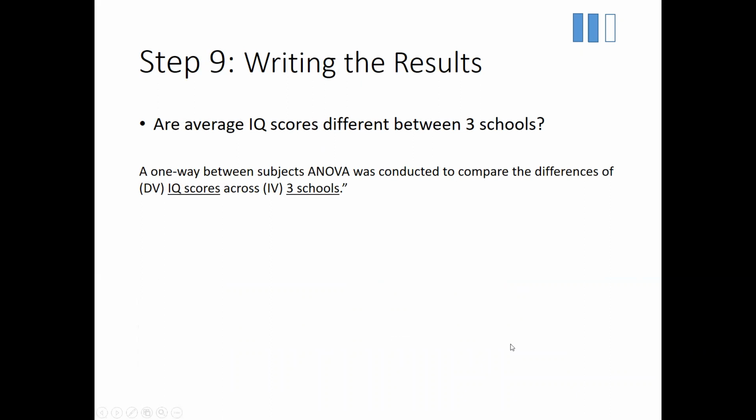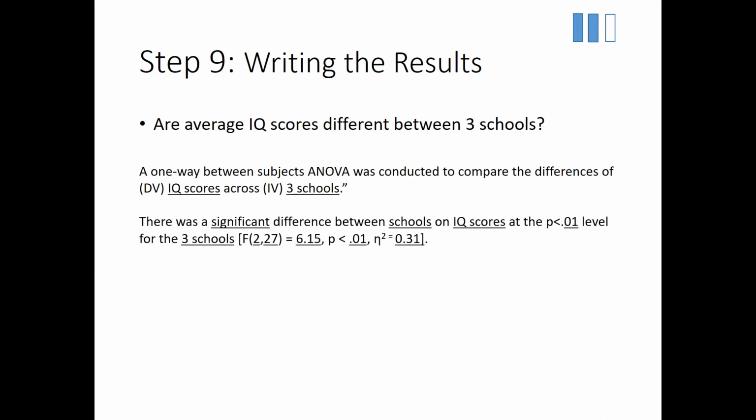Okay, Chris? All right. Our average IQ score is different between the 3 schools. A one-way between subjects ANOVA, analysis of variance, was conducted to compare the differences of IQ scores across 3 schools. You see how I put dependent variable, independent variable in there? Go ahead, Karen. Yep, just as a reminder, dependent variable, independent variable. I was trying to map it for y'all.